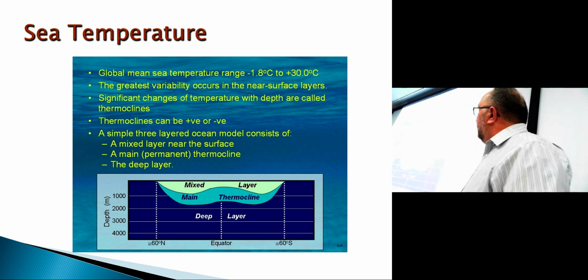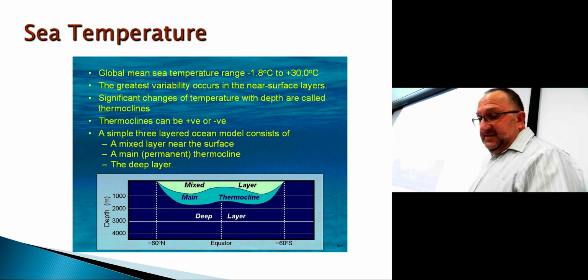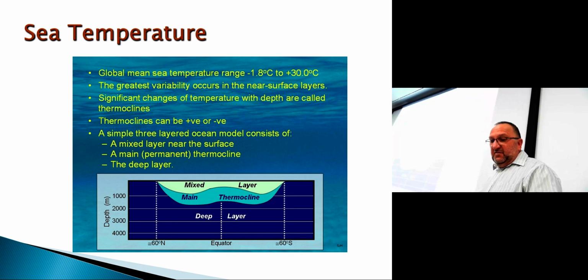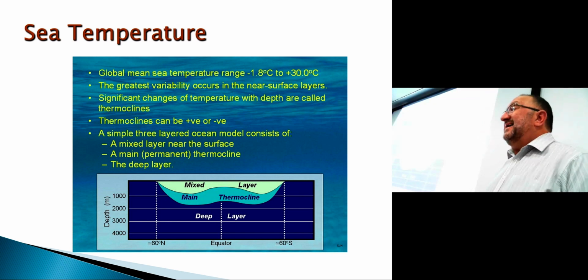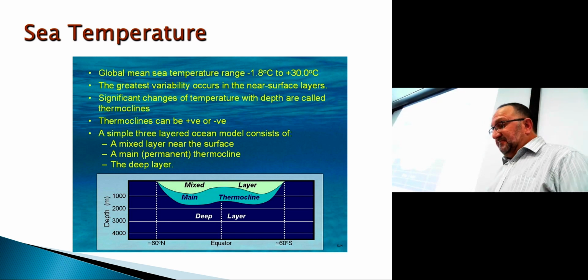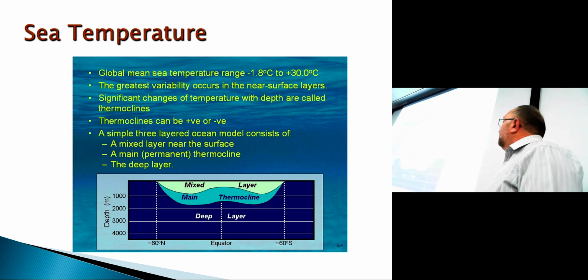Okay, seawater can exist in liquid form at temperatures of minus 1.8 degrees Celsius. And this is because of the dissolved salts which interfere with the formation of ice crystals.